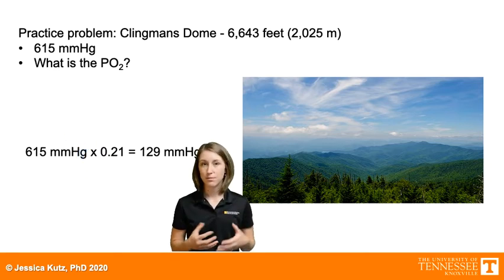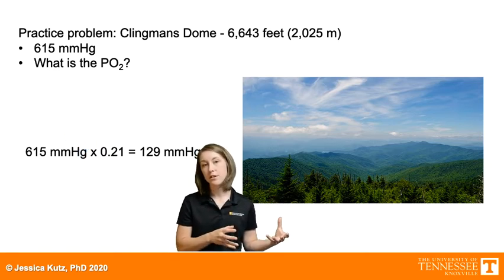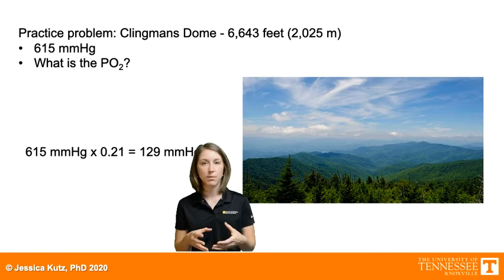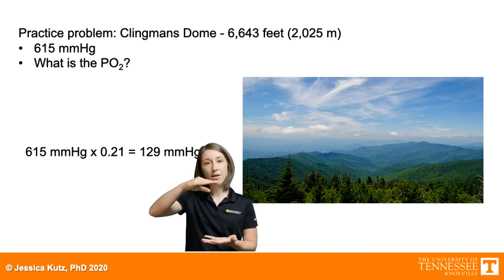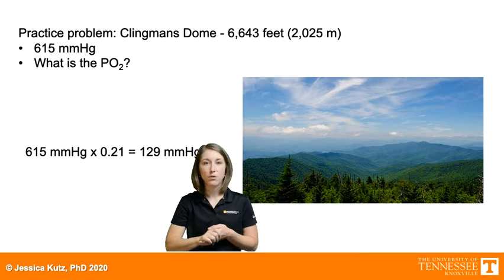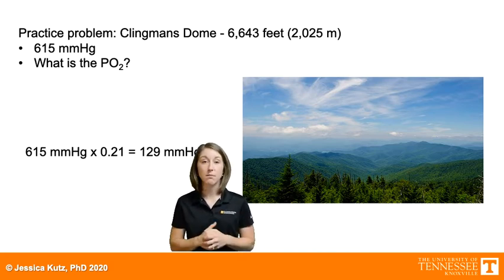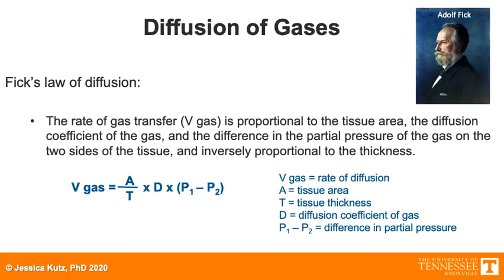To do this problem, you should have taken 615 millimeters of mercury and multiplied it by 20.9%, or by 21%, you could round here, and you should get roughly 129 millimeters of mercury. So you should see as you go up in altitude that the partial pressure of the individual gases will also go down, because at sea level, the partial pressure of oxygen is about 159 millimeters of mercury. So now we can move on to talk about how gases actually diffuse.